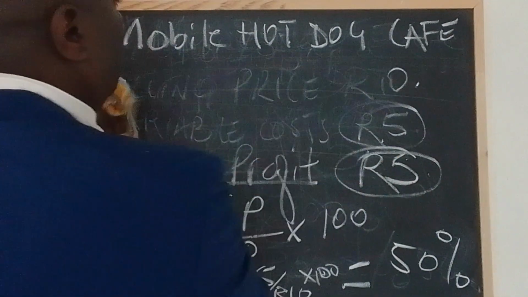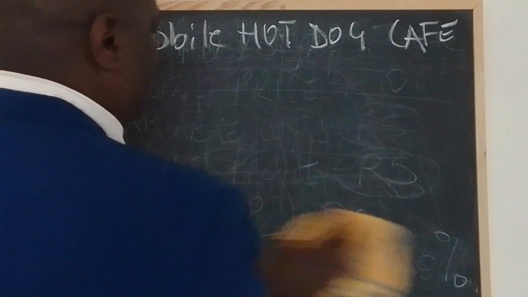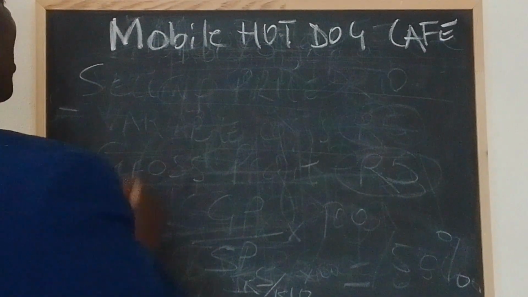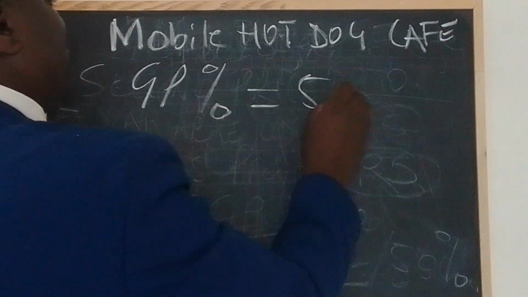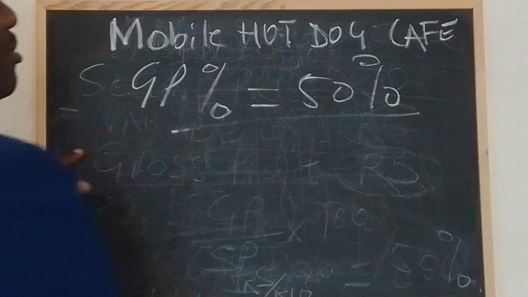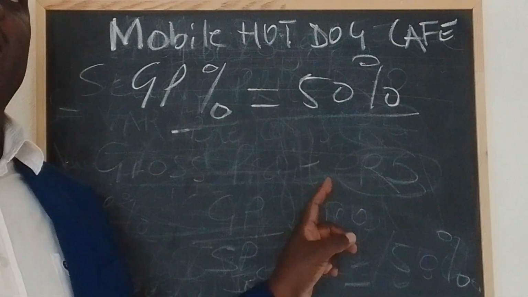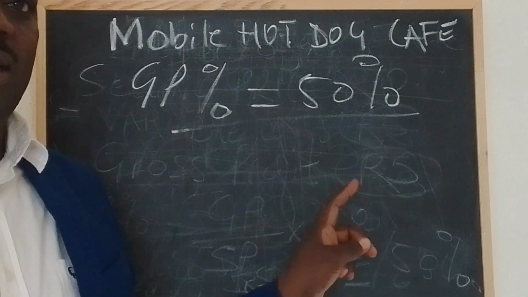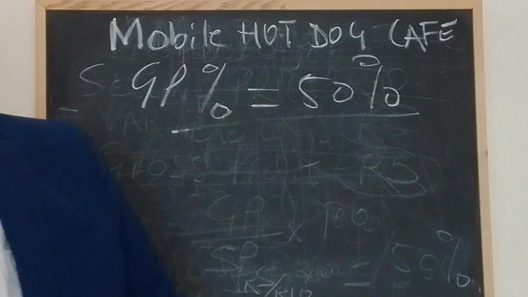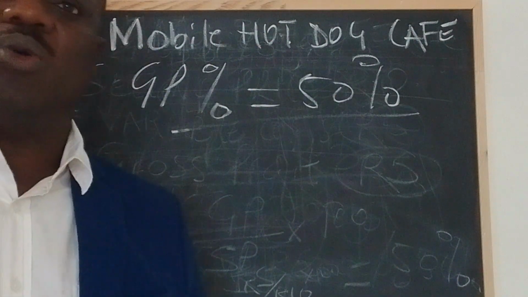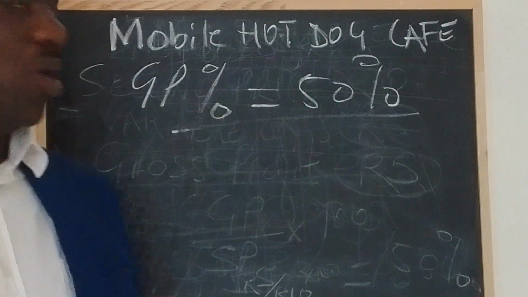Now let's proceed. Let's go ahead. We said the gross profit percentage equals 50%. Again, in addition to helping you not to use the seed money, the money like the seed of the farmer, the money that you must use to go back and buy your ingredients in order to make the hot dog.